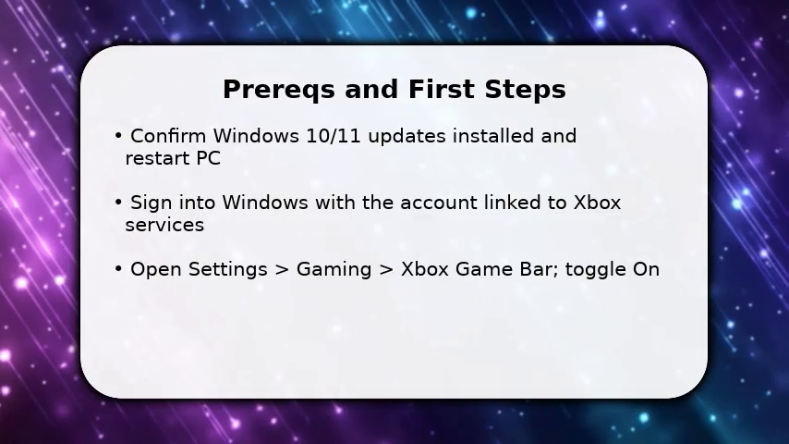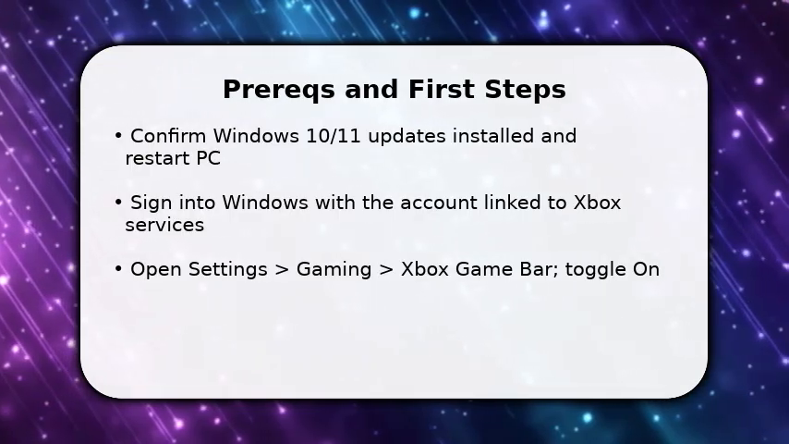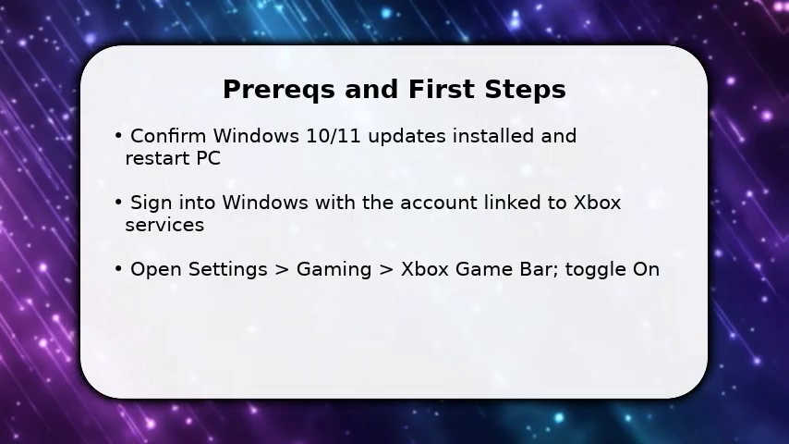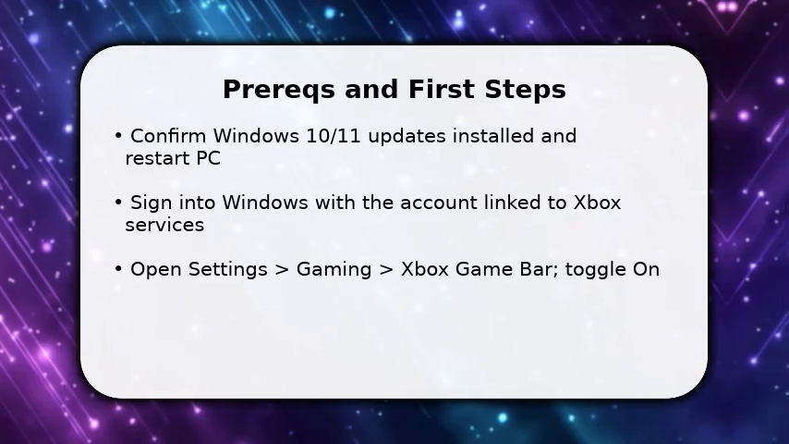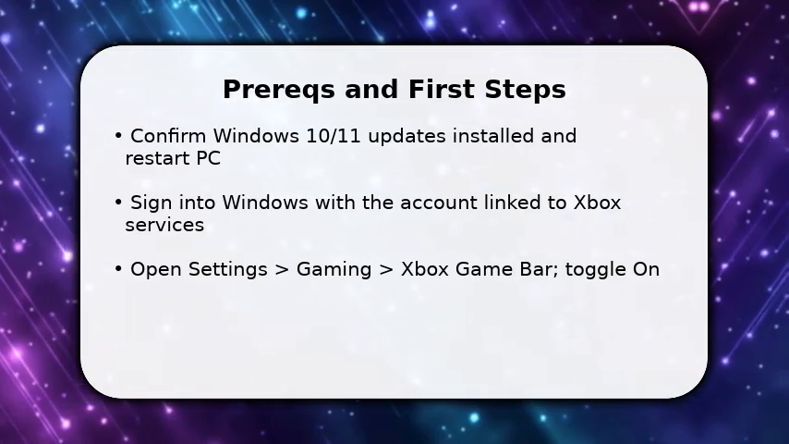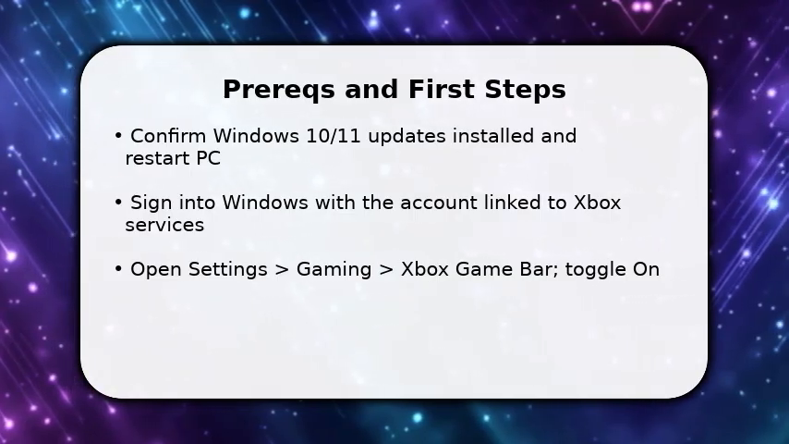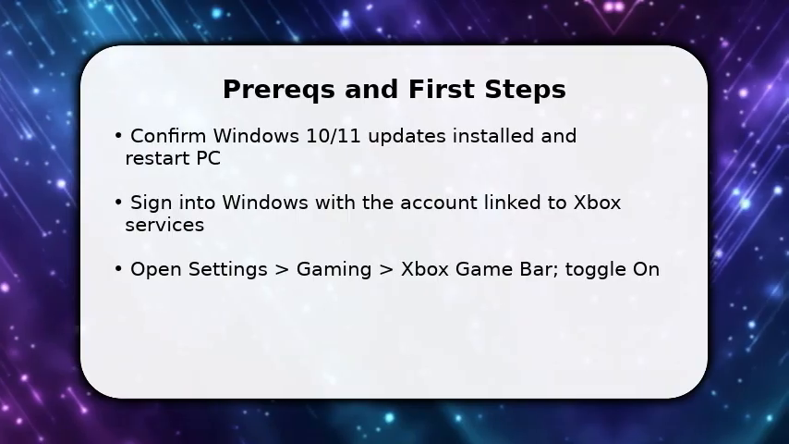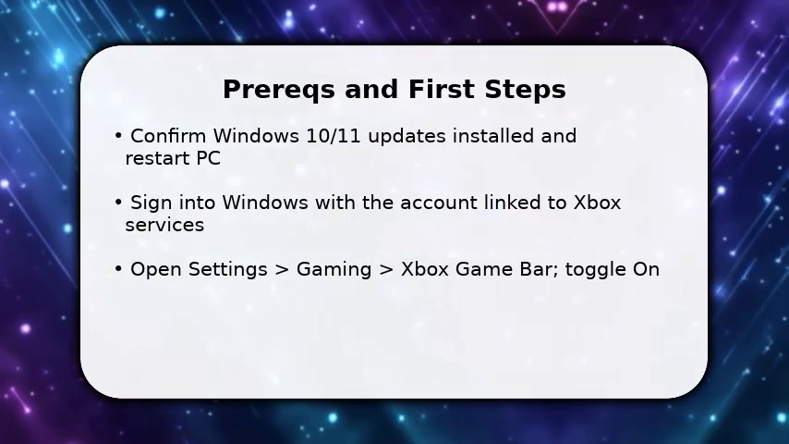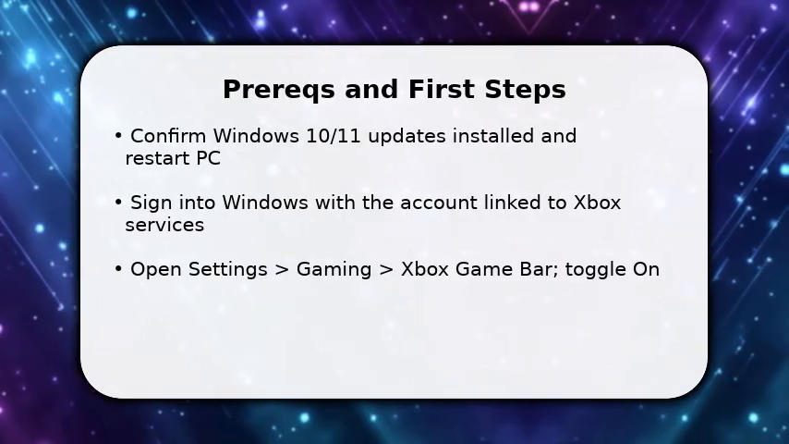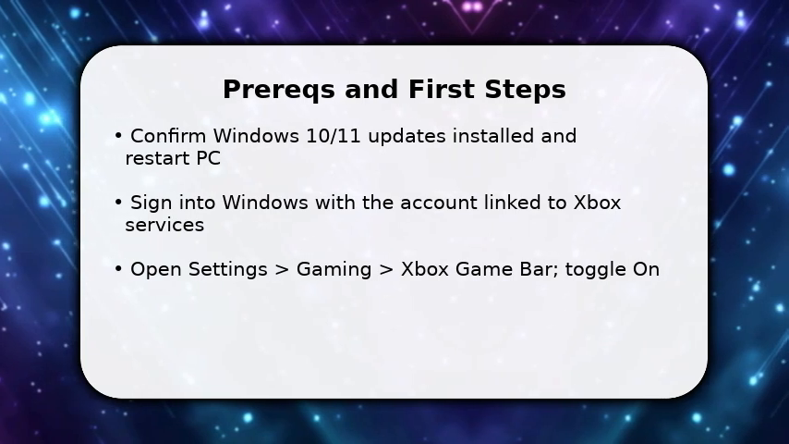You start by checking the basics that actually unblock the feature. First, make sure Windows is fully updated and then restart, because many permission flags refresh on boot. Next, sign into the same Microsoft account you use for Xbox services so entitlement checks pass. Once done, open Settings, go to Gaming, then Xbox Game Bar and flip it on. If the toggle is missing, keep this session open. You'll need these verified before adjusting app permissions and services in the next step.